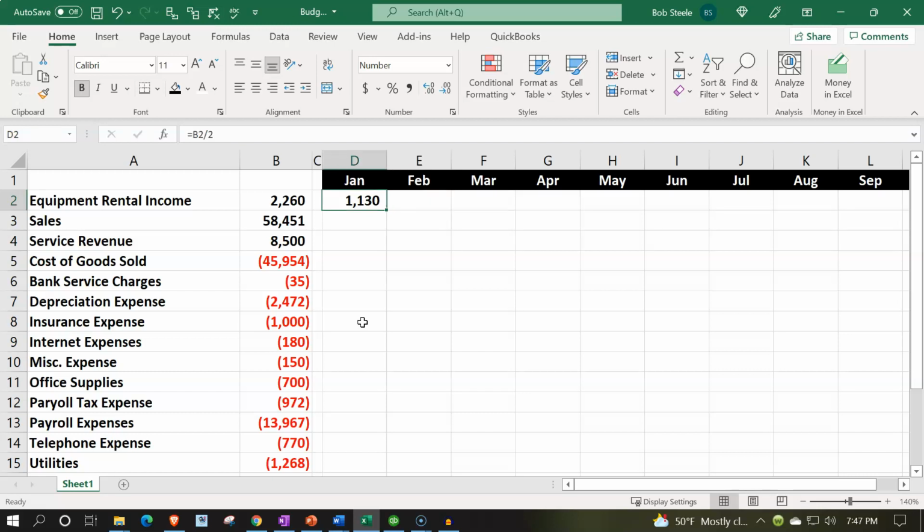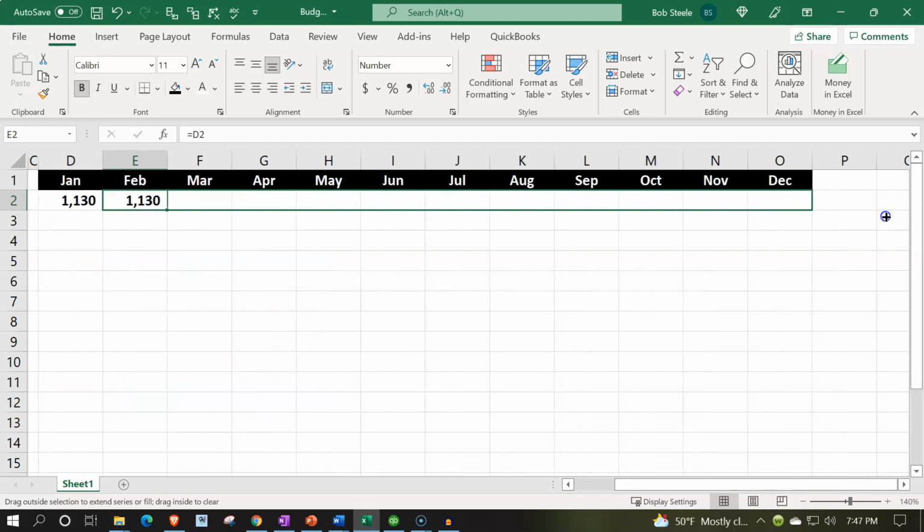So there's a couple ways we could do it. I'm going to do it this way. I'm going to put my cursor in February and just say equals the one before it. And now I'm just going to copy that across, which will mean each one across will be equal to the one before it.